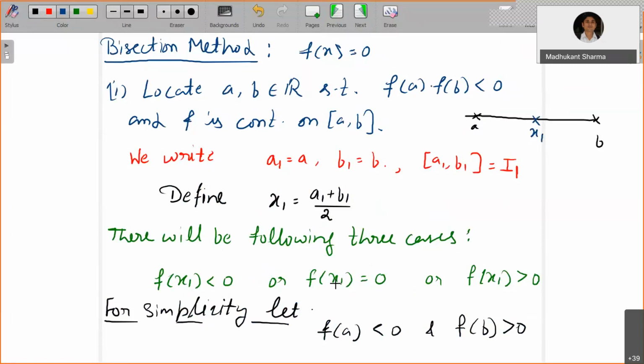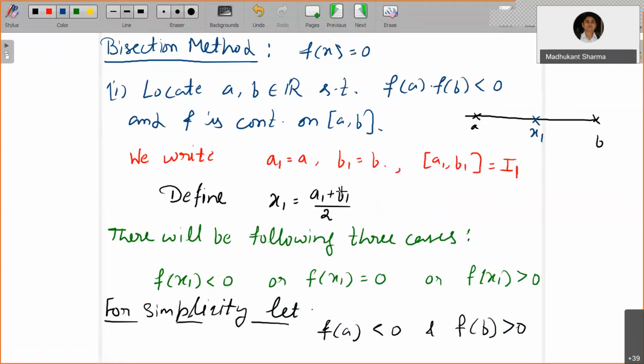Okay, so for simplicity, since we have not assumed whether f of A is negative or f of B is positive, or f of A positive or f of B negative, for simplicity we assume that f of A is negative and f of B is positive. Similarly, you can discuss the case when f of A is greater than 0 and f of B less than 0. So for the starting point of view, we have assumed that f of A is less than 0 and f of B is greater than 0. Now you can discuss the case f of x1 less than 0. Suppose f of x1 is less than 0.